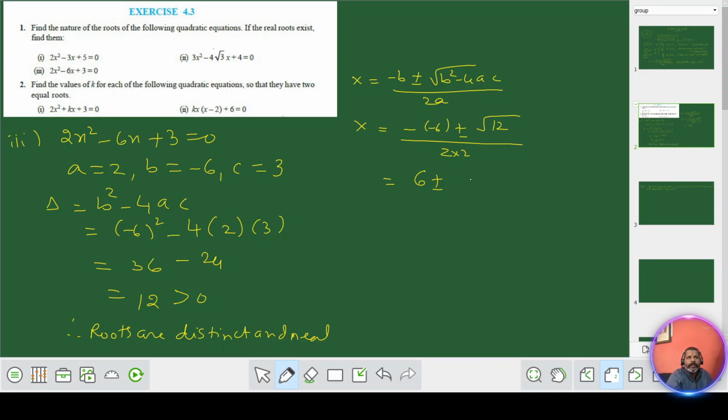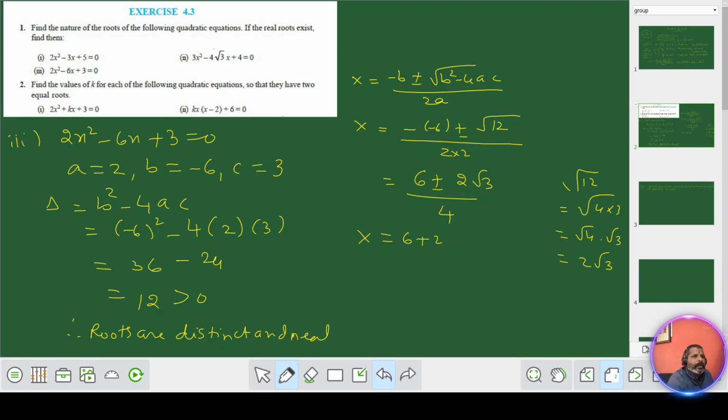So minus into minus is plus: 6 ± √12. √12 can be written as √(4 into 3). 4 is a perfect square, so √12 becomes 2√3. These are all standard properties, okay? So x is (6 ± 2√3) / (2 into 2), that is, (6 ± 2√3) / 4.